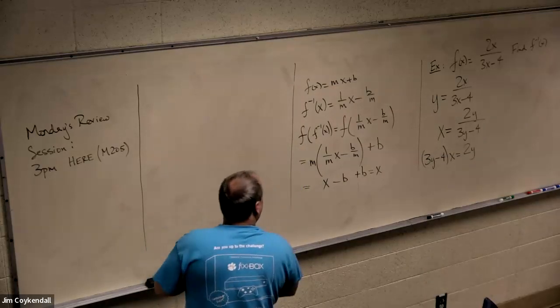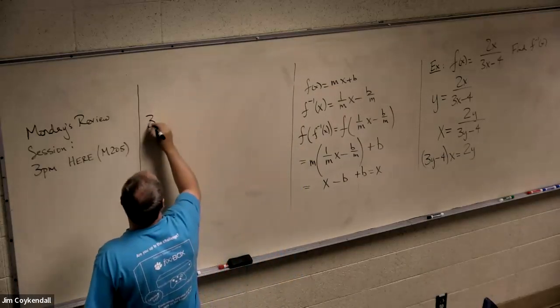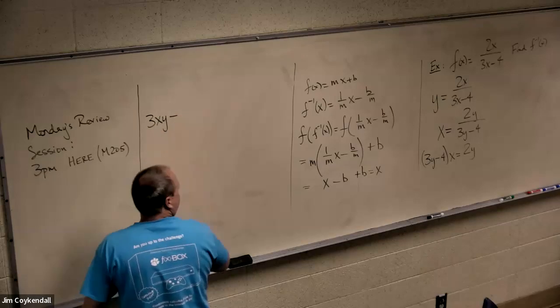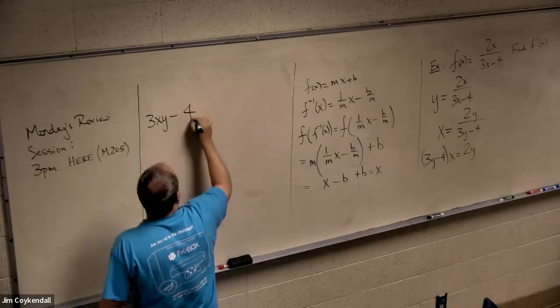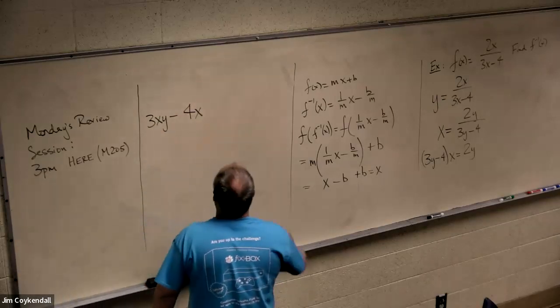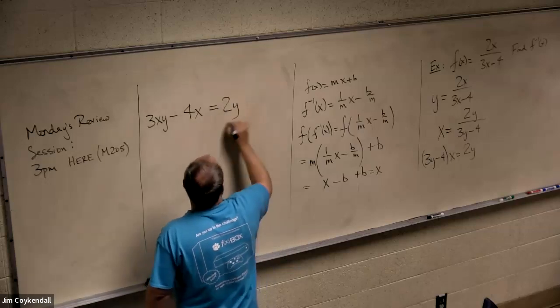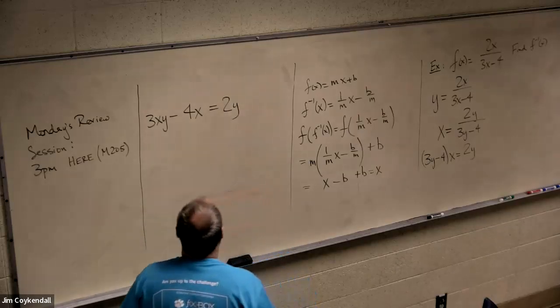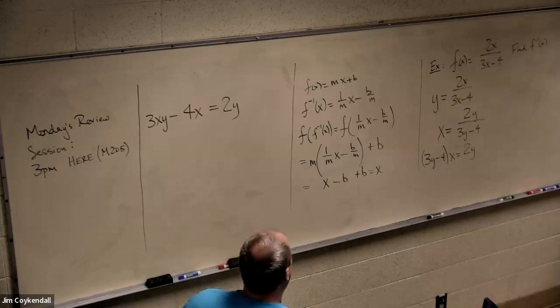So let's see what this gets me. This gets me 3xy minus 4x equals 2y, when I multiply through on the left-hand side of the equation.